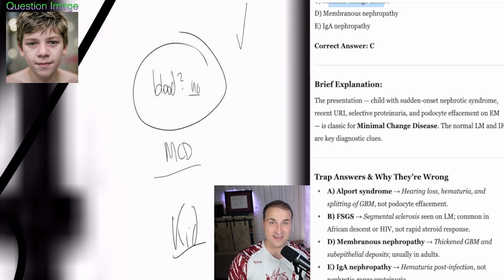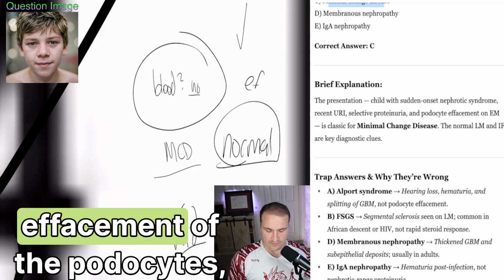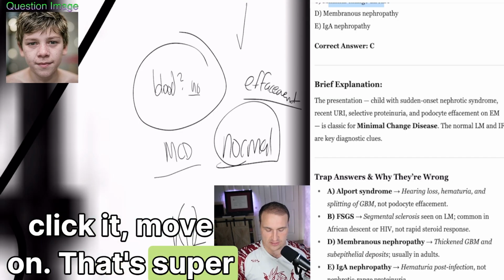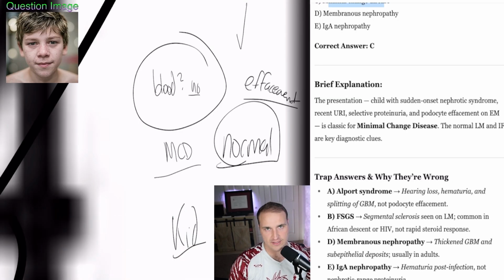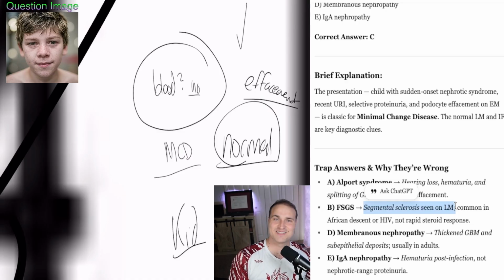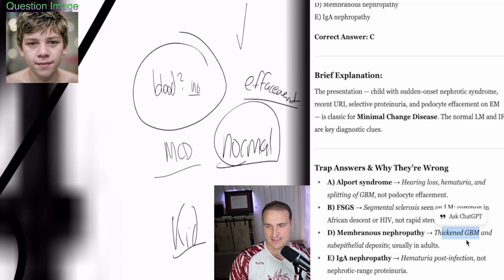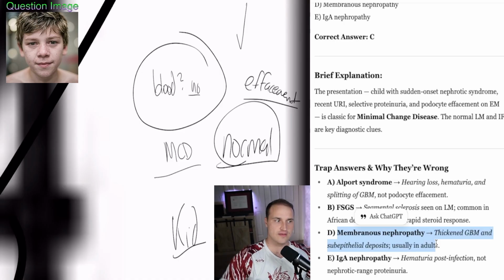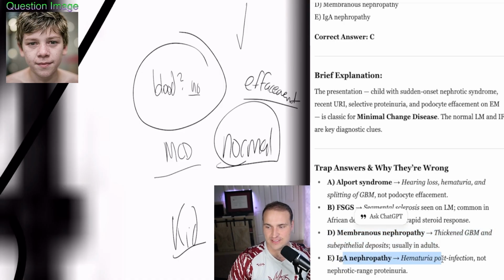And on light microscopy, this is super, super important: it looks totally normal. If you see normal on light microscopy and you see effacement of the podocytes, click it, move on. That's super easy points on test day. And it responds super well to steroids. Alport syndrome, hearing loss is what you'd see with that, splitting of the GBM. Focal segmental glomerulosclerosis is going to be super common in African descendants and HIV, but you would see segmental sclerosis, not minimal change. Membranous nephropathy is another nephrotic syndrome, and it's thickened GBM, and you also have subepithelial deposits in adults. So minimal change disease, really think of in children. And IgA nephropathy is hematuria post-infection.